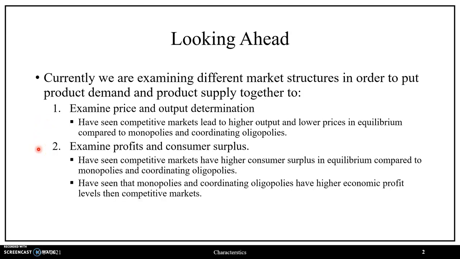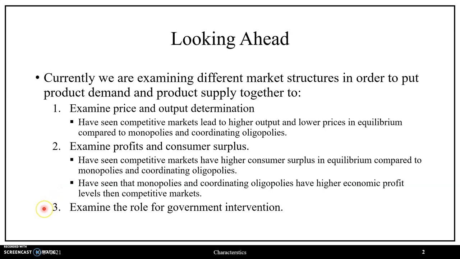2. Examine profits as well as consumer surplus, where we have seen that competitive markets lead to a high amount of consumer surplus in equilibrium compared to monopolies and the coordinating oligopoly, but have also seen that monopolies as well as coordinating oligopolies lead to a higher amount of economic profit in equilibrium to that of the competitive market structure.